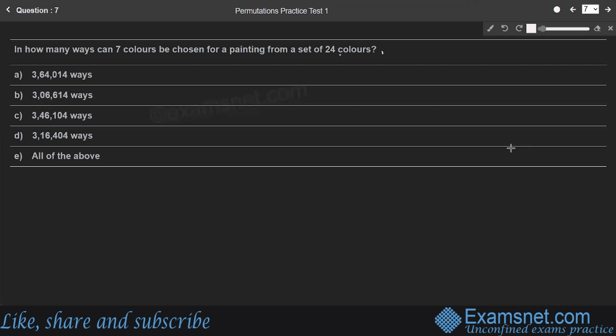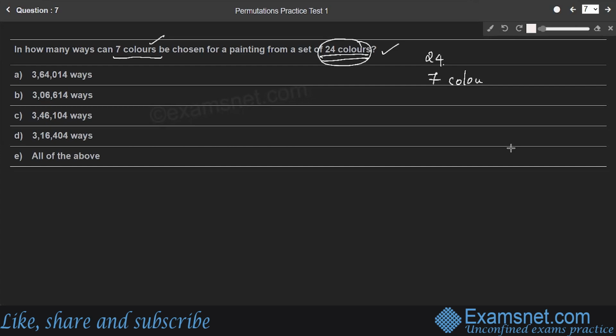Question number 7. In how many ways can 7 colors be chosen for a painting from a set of 24 colors? So from 24 colors, we have to choose 7 colors, in any order, because this is combinations, so the order doesn't matter, right? In combinations, one of the several ways of combination is nothing but one of the several ways of choosing items from a large set of numbers. From a set of 24 colors, we have to choose 7 colors, right?